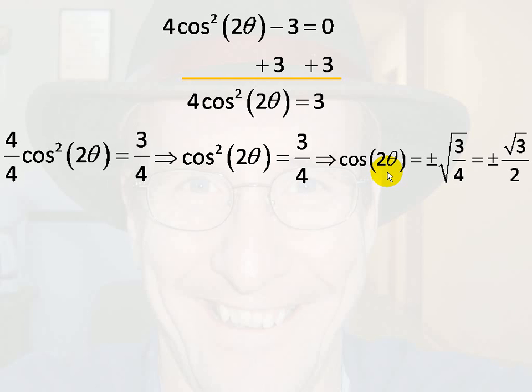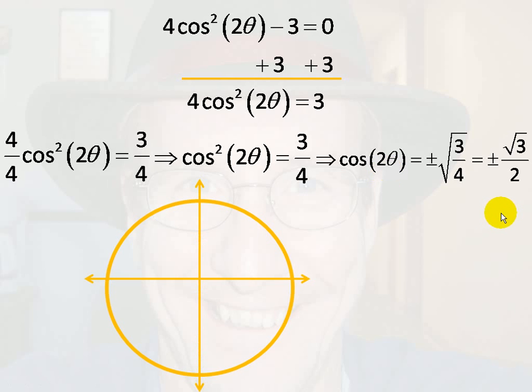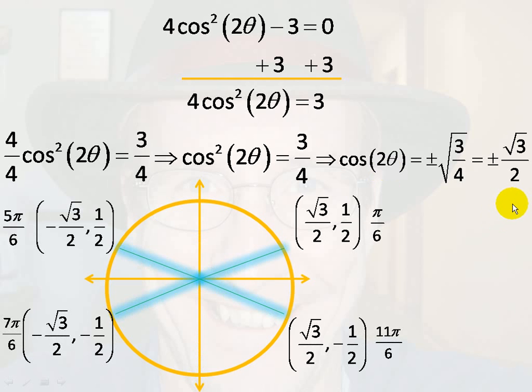Now, same process. We look at the unit circle and identify places on the unit circle where the x-coordinate is plus or minus the square root of 3 over 2. And we've identified these places: pi over 6, 5 pi over 6, 7 pi over 6, and 11 pi over 6. So let's see what we have.